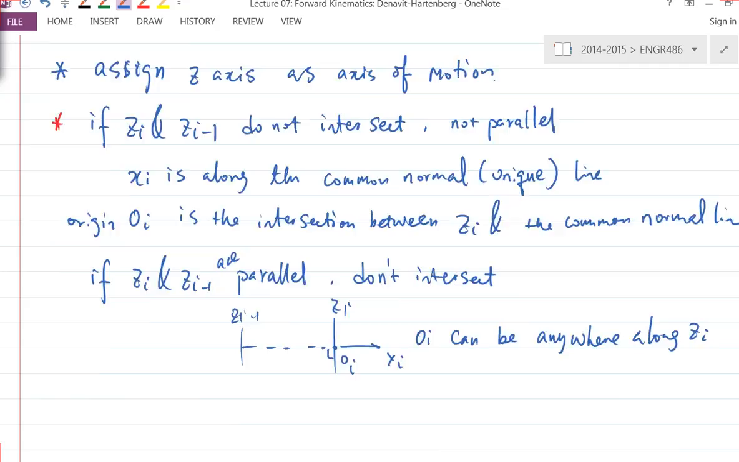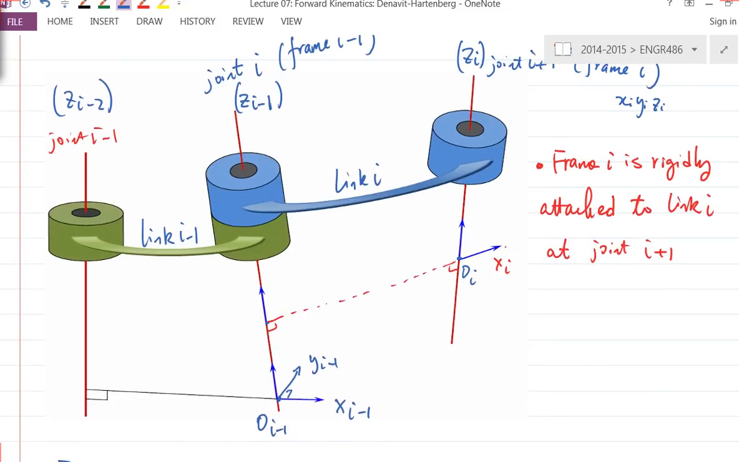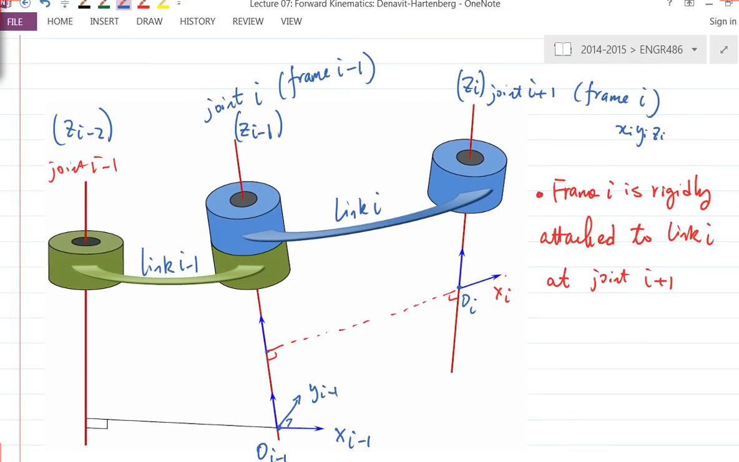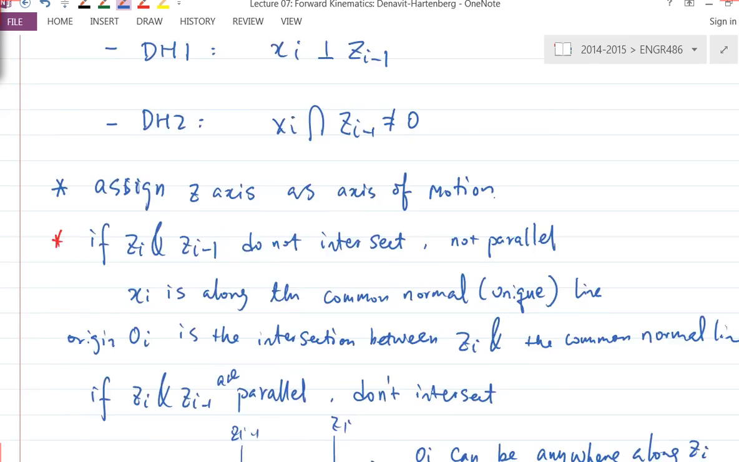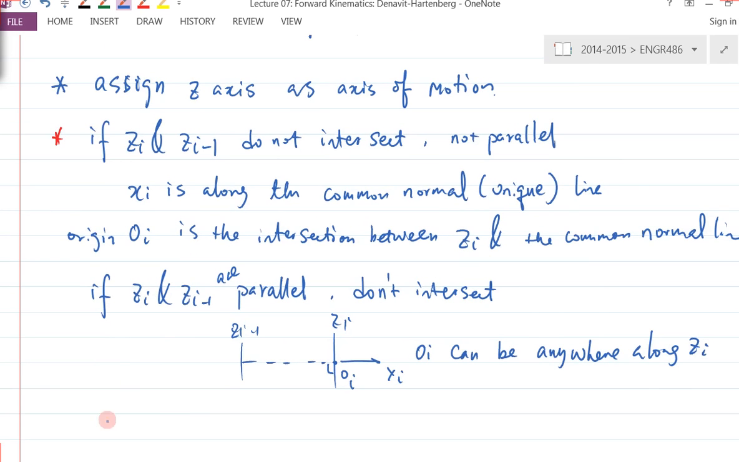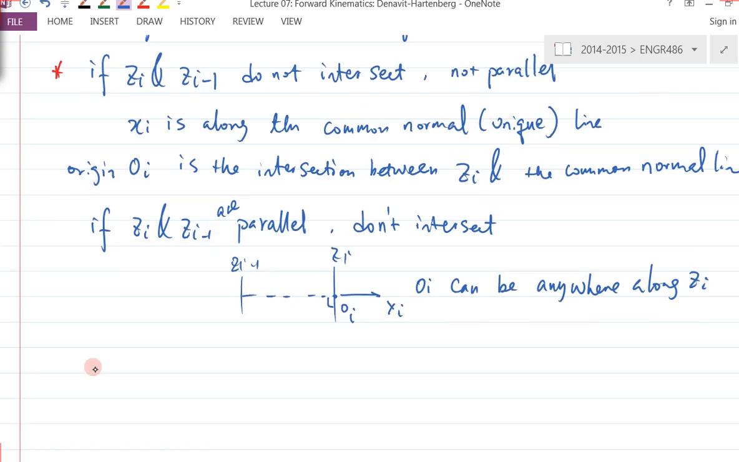Where? A little further. Here? Yeah. Okay. Yeah. Good. So that's case one and case two, right? So imagine there's another case. What if Zi and Zi minus 1 intersect? Okay, and that's actually very common too.